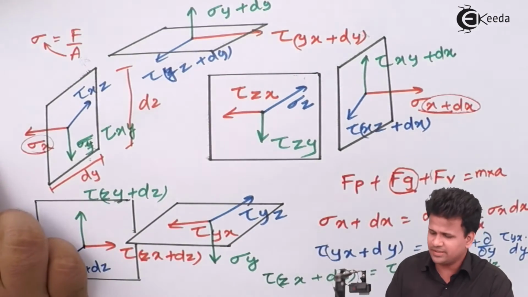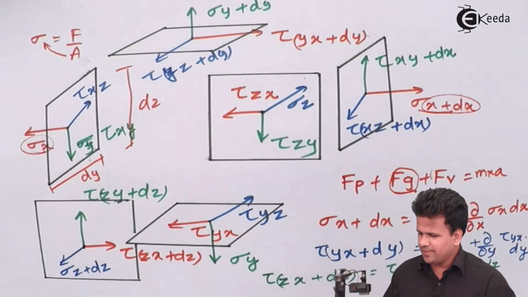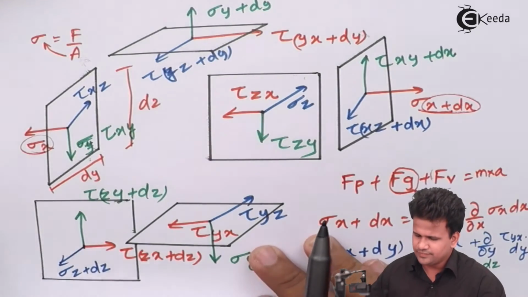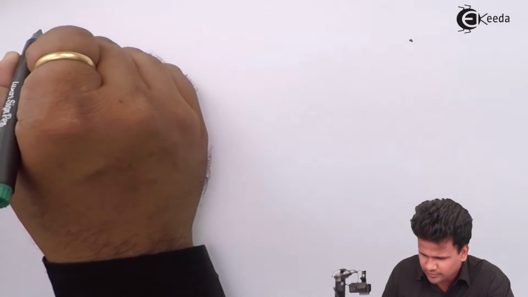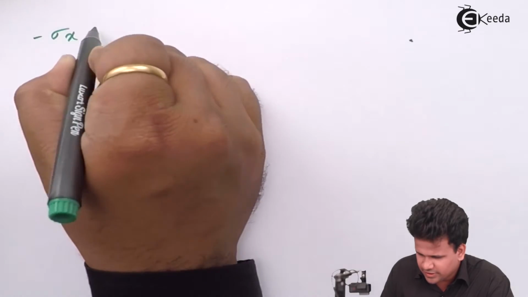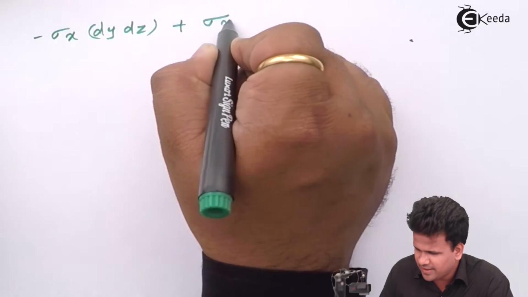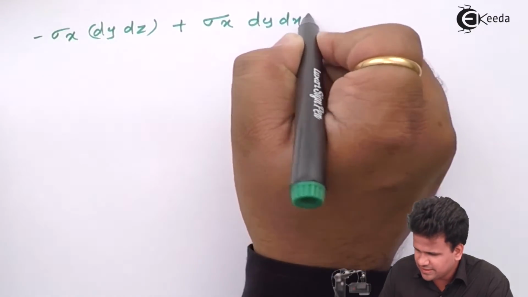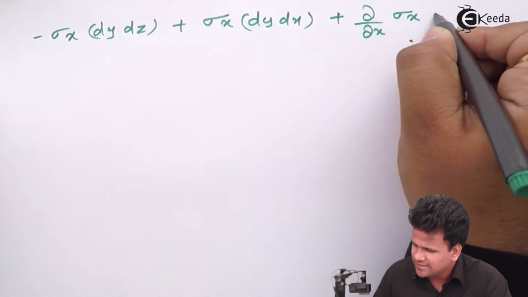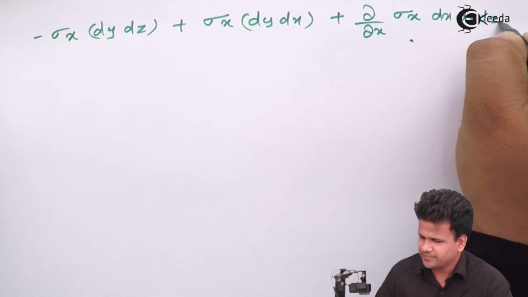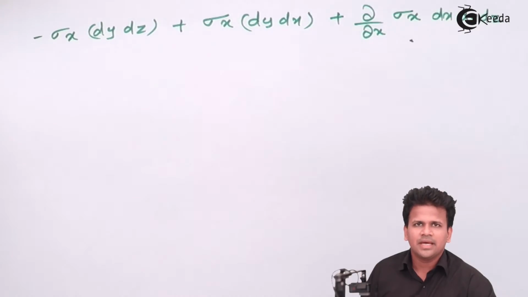This is going towards left, hence negative. This is going towards right, hence it will be positive. So the difference between them can be written as: minus of sigma x into dy dz, plus positive of sigma x dy dz plus dou by dou x of sigma x dx dy dz. Now this is the equation. This is the expansion of Taylor series and we have multiplied the area with it.